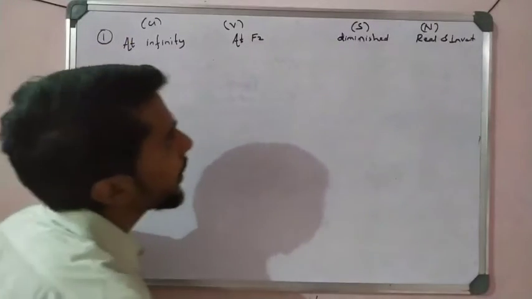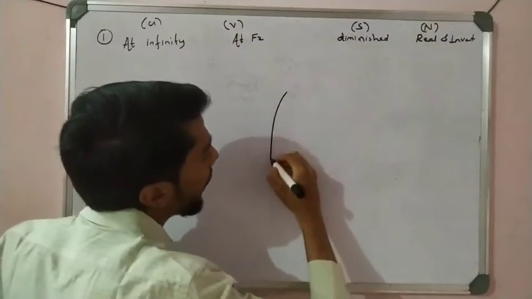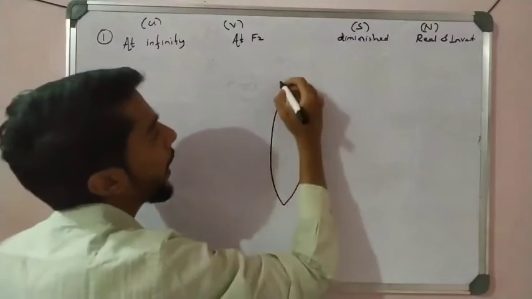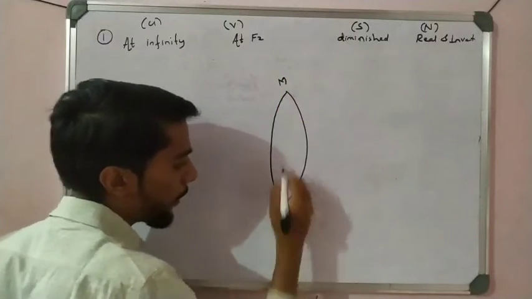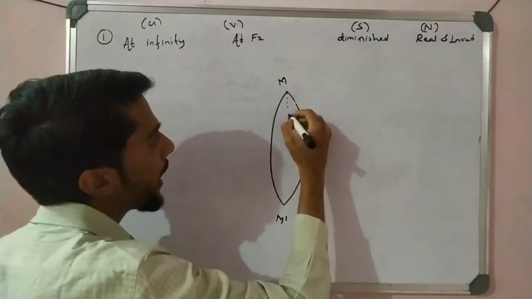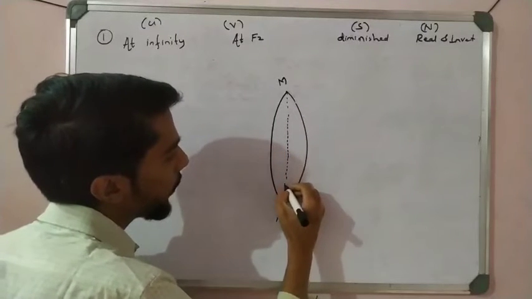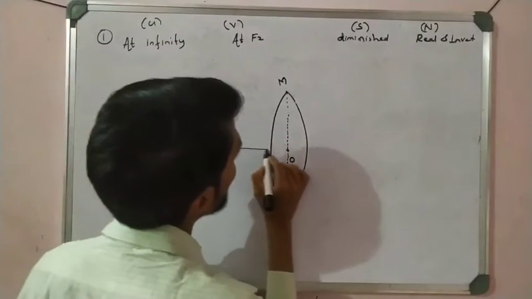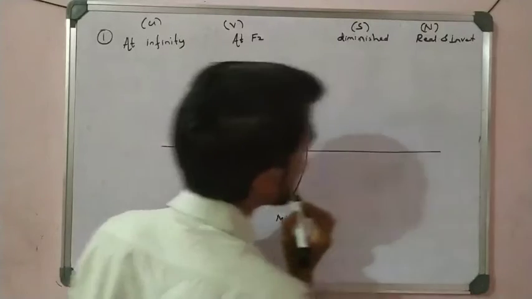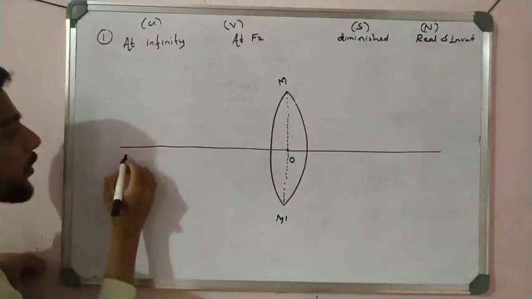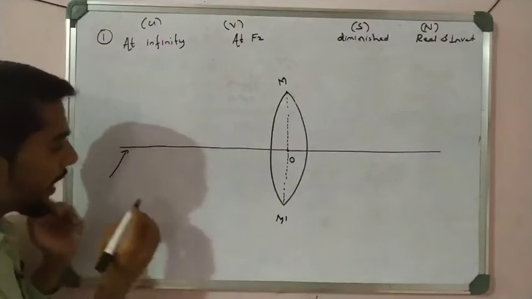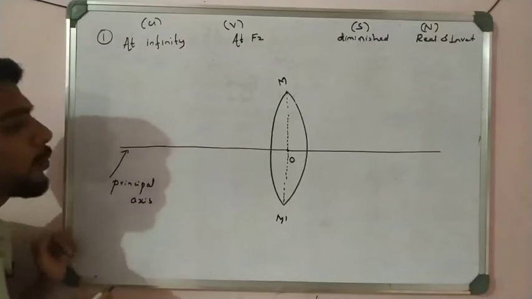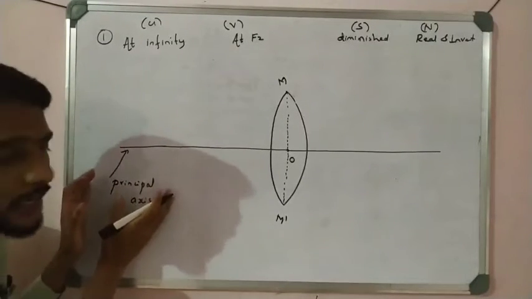Let us see how I draw it. It is a convex lens, and M dash is the aperture. This is the reference point, aperture reference point, and its center is O. Now I make this line, the principal axis. I show it here for your practice. Most students forget that one. But there is no need to write the labeling here.